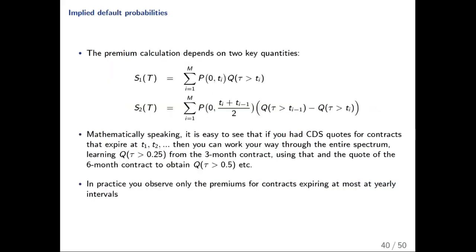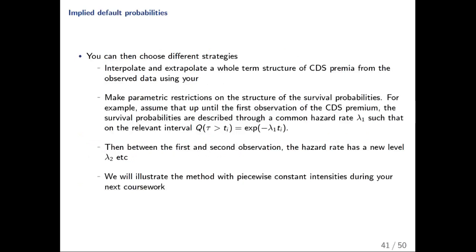The issue here is, what is the Q? Once I have a Q, how do I back out what the default intensity is? So there's one more assumption here. I can back out all of these Qs, and then I make the final assumption that in between payment days, the default intensity is constant. So there is a parametric assumption that every Q is just equal to e to the minus lambda t.